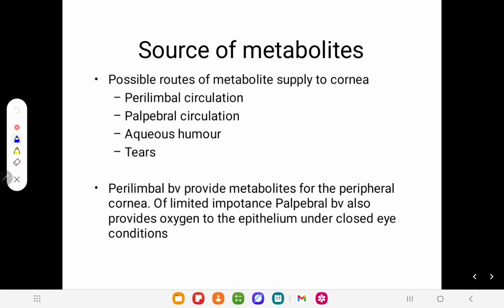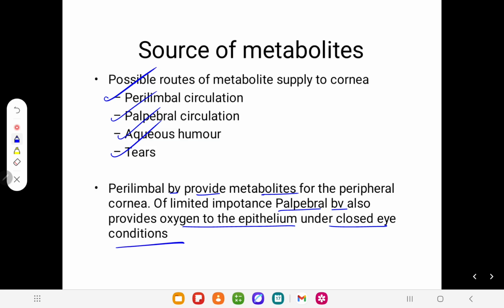fine. The sources of metabolism, the possible routes of metabolism of the cornea, we have discussed earlier: perilimbal circulation, palpebral circulation, aqueous humor, tears. So perilimbal blood vessels provide metabolites for the peripheral cornea, isn't it? And of limited importance, palpebral blood vessels also provide oxygen to the epithelium under closed eye conditions.